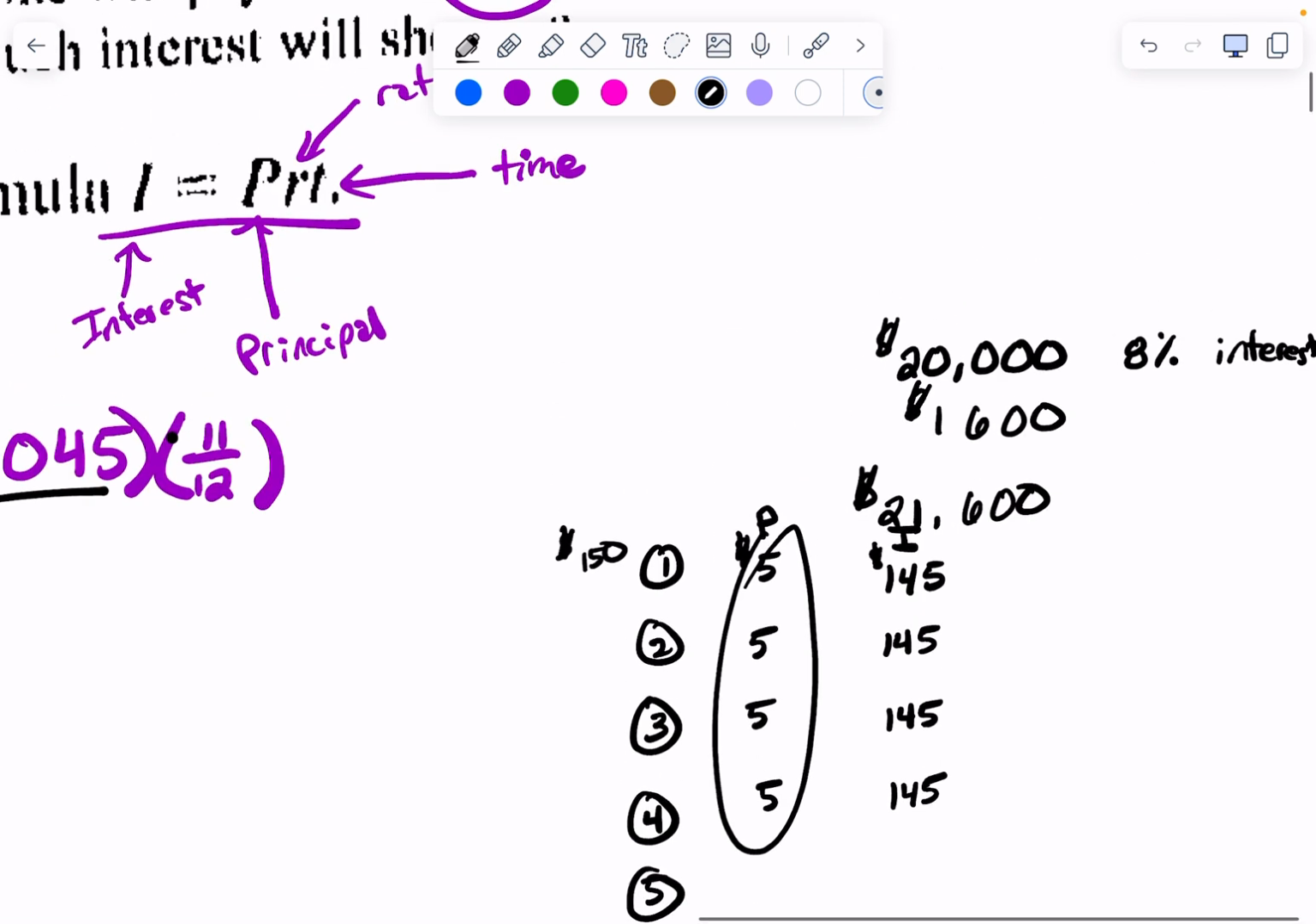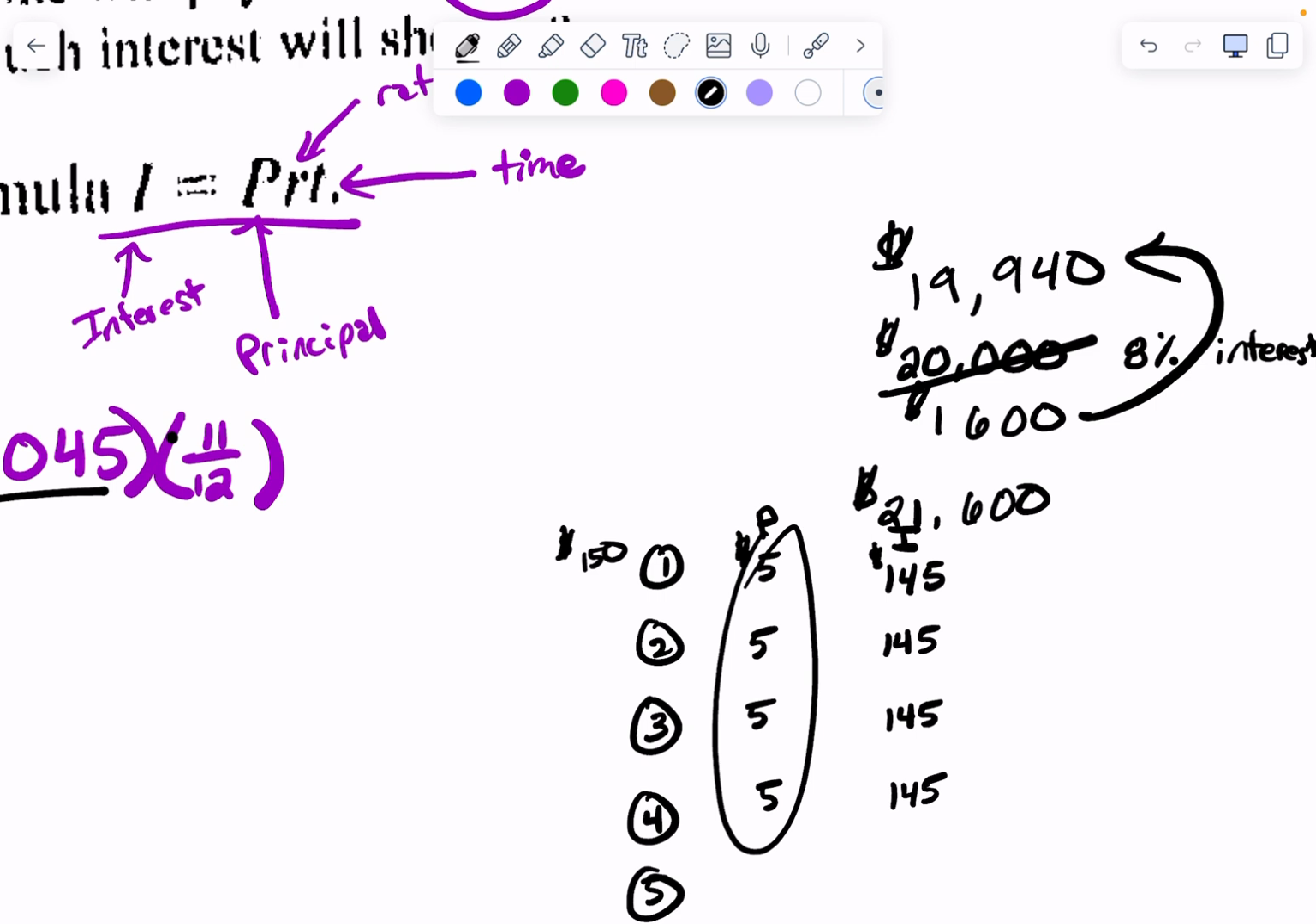Okay, so now your principal goes from being $20,000 down to $19,940, and now you start paying 8% interest on the $19,940 and keep doing the same thing over and over again. Okay, I watched a TikTok once. I should look it up and see if I can find it.